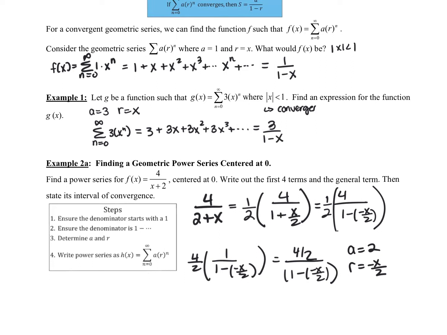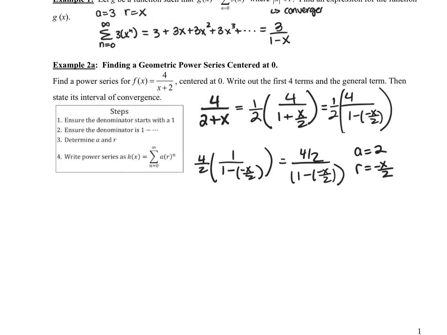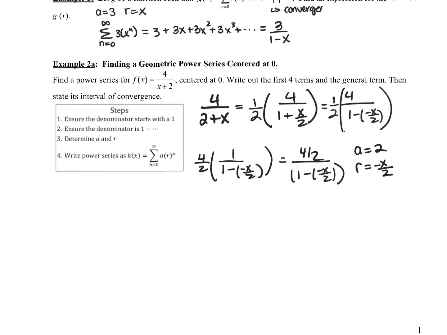All right, so now let us write it as a geometric series. So our original starting function was 4 over 2 plus x. And we're writing it as a geometric series. What was A? 2. What was R? Negative x over 2 to the n, right? That's a standard geometric series. A times R to the n. Geometric power series.